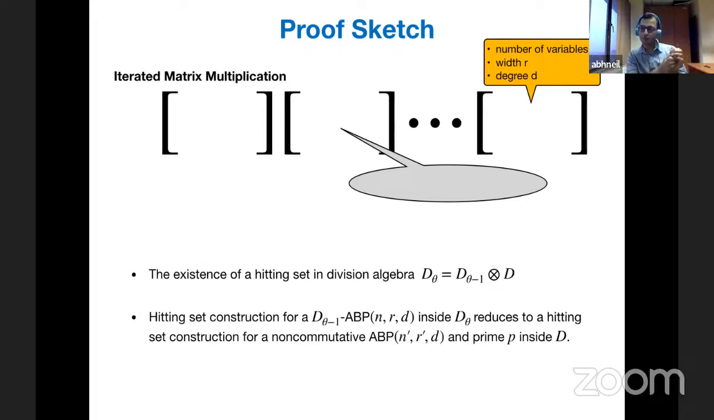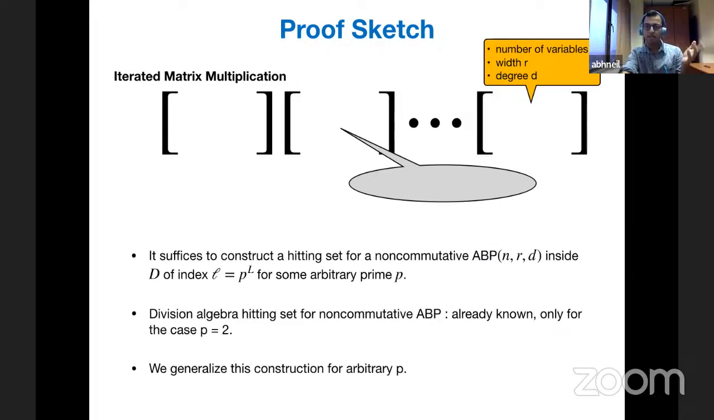Suppose for D theta minus 1 you have used primes up to say 13. 13 is the last prime that you have used. Then what you will do? In that reduction, you will ask to construct a division algebra hitting set for this non-commutative ABP, where the index will be of the form 17 to some power. That would ensure that the final thing is again a division algebra, because you ensure that it is relatively prime to the index of what you have built.